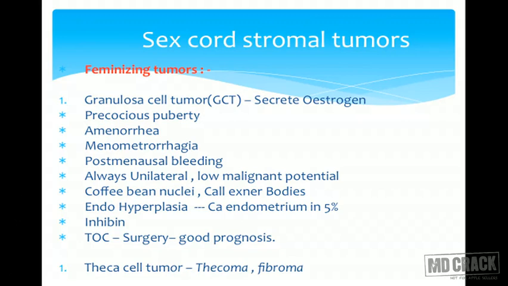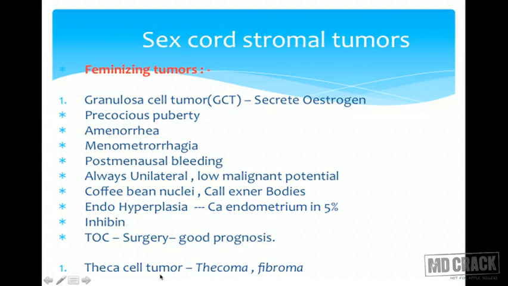These tumors are unilateral. They have low malignant potential. Coffee bean nuclei and Call-Exner bodies are seen. They may lead to endometrial hyperplasia, again because of excessive and unopposed estrogen, and carcinoma endometrium is seen in 5% of these tumors. They also have inhibin as a marker. The treatment of choice is surgery, and they have a good prognosis.